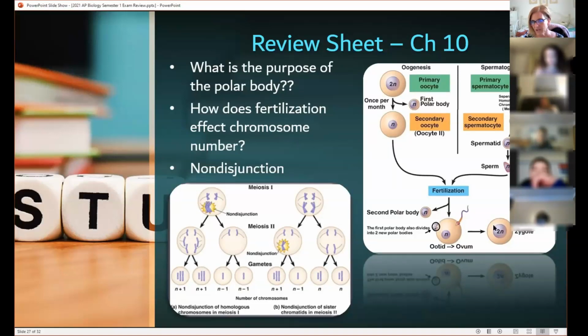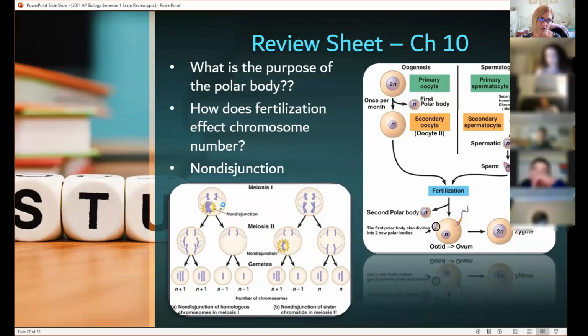When a sperm and an egg come together, remember they bring you back to a diploid number. If both these cells had 23, the end result would be 46. If there was a non-disjunction, one of these cells could have too many or not enough. If it has too many, instead of 46, you might have 47. If it has not enough, instead of 46, you'd have 45. So be able to talk about how non-disjunction would affect the zygote number.